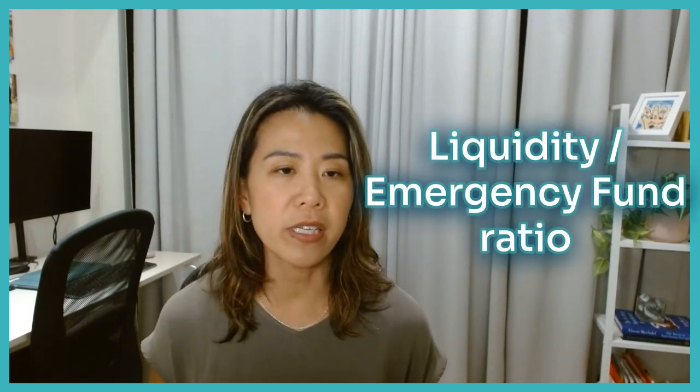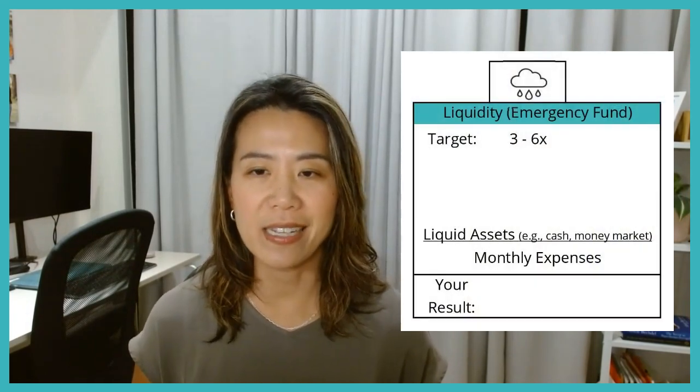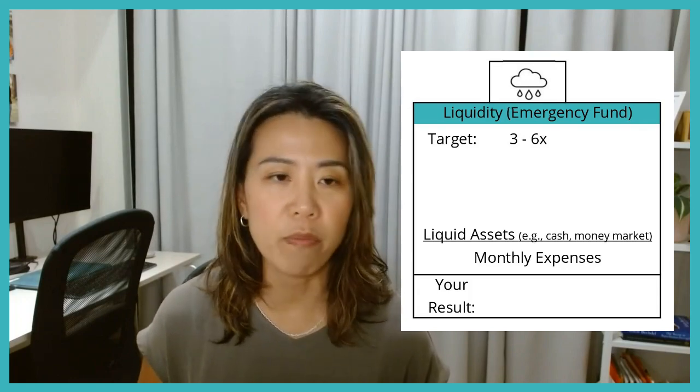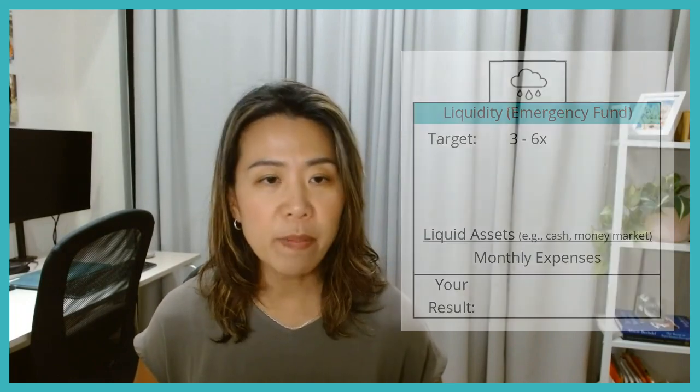The next ratio is your liquidity or emergency fund ratio. So your liquid assets is money that you can access in a couple of business days. That's generally your checking, your savings account. Could also be money in your investment account that's invested in a money market fund. Just one note here is that what I tend to see, especially with women, is very high cash balances.